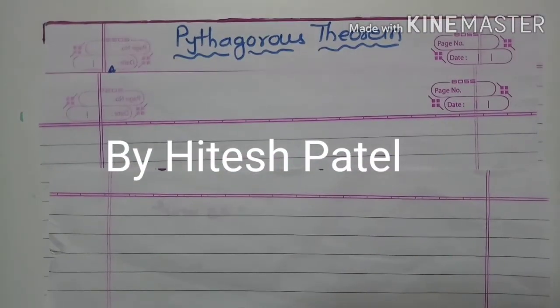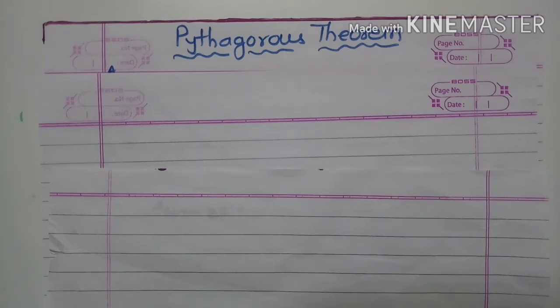Today we are going to start a new chapter, chapter number 2, Pythagoras theorem. We all know that when we talk about the Pythagoras theorem, it's related to a right angle triangle. Now, let's see what a right angle triangle is. A triangle having one angle of 90 degrees is called a right angle triangle.